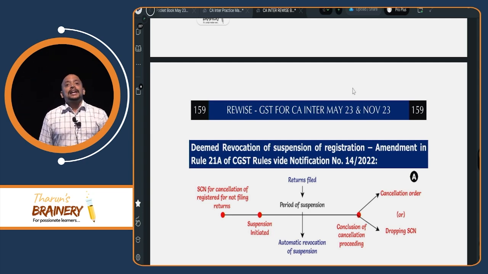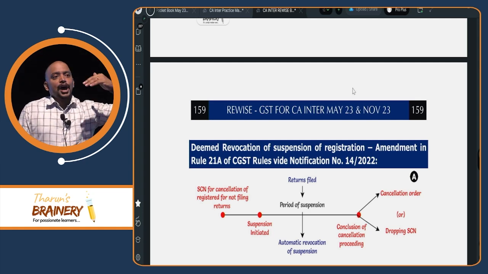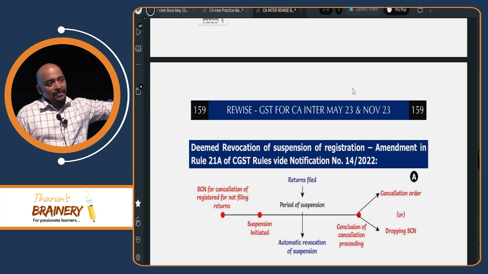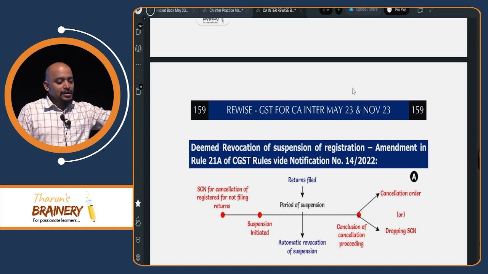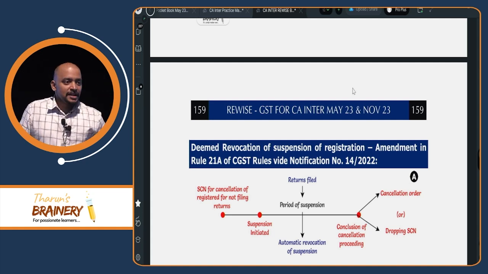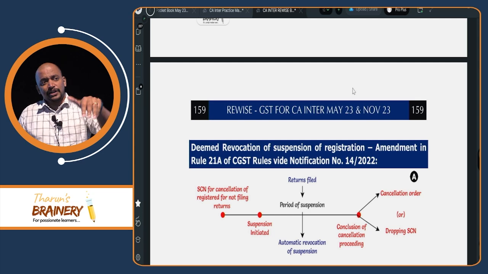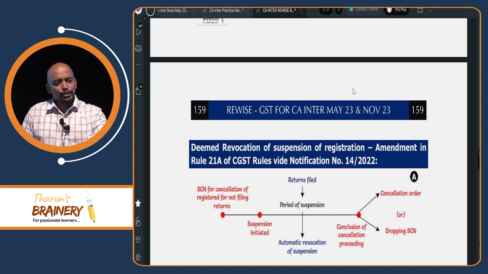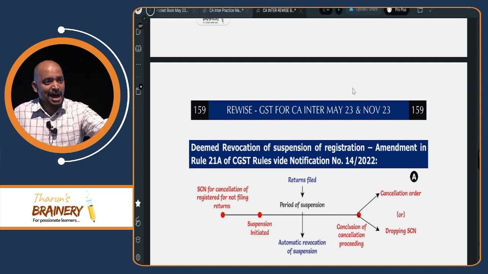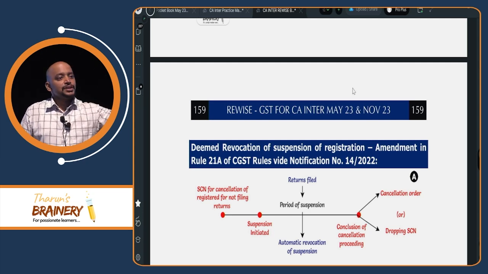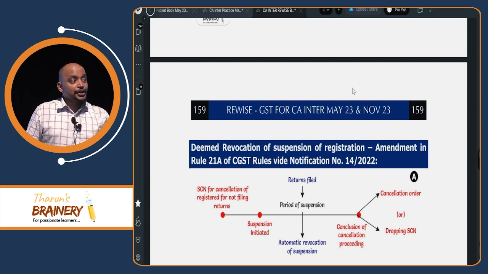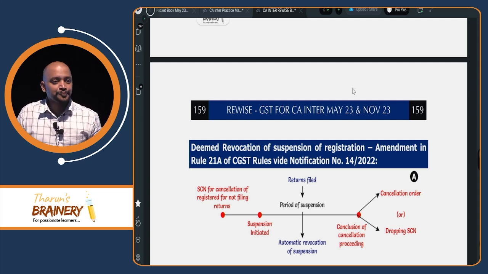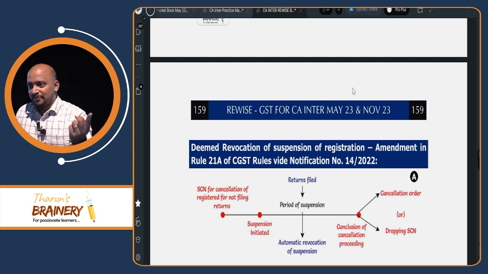Now, non-filing of returns is one of the reasons for cancellation of registration. Am I right? Suppose I did not file returns from previous year August to February. August, September, October, November, December, January, February, that is 7 months. So more than 6 months, I did not file returns. So what will the proper officer do? Continuous 6 months I did not file returns. What will they do? They will initiate cancellation of my registration.